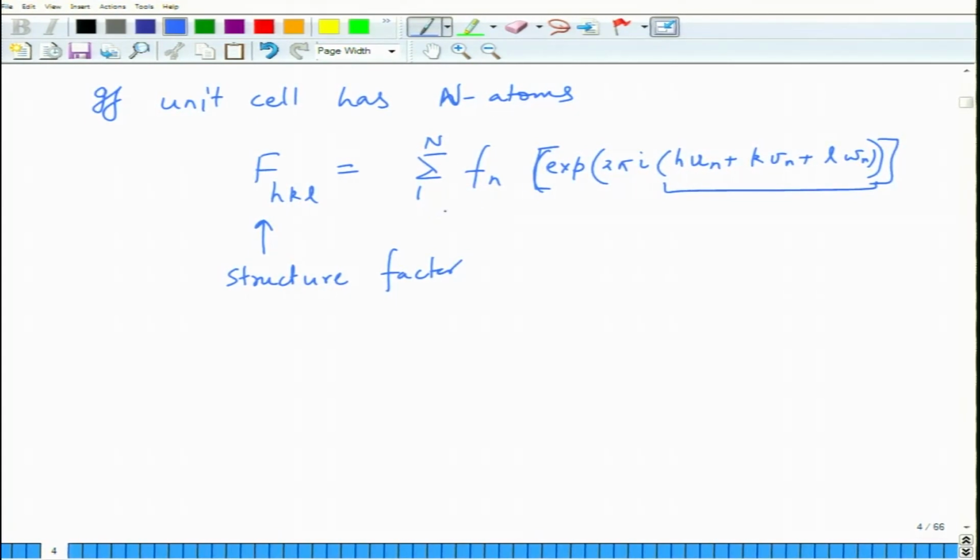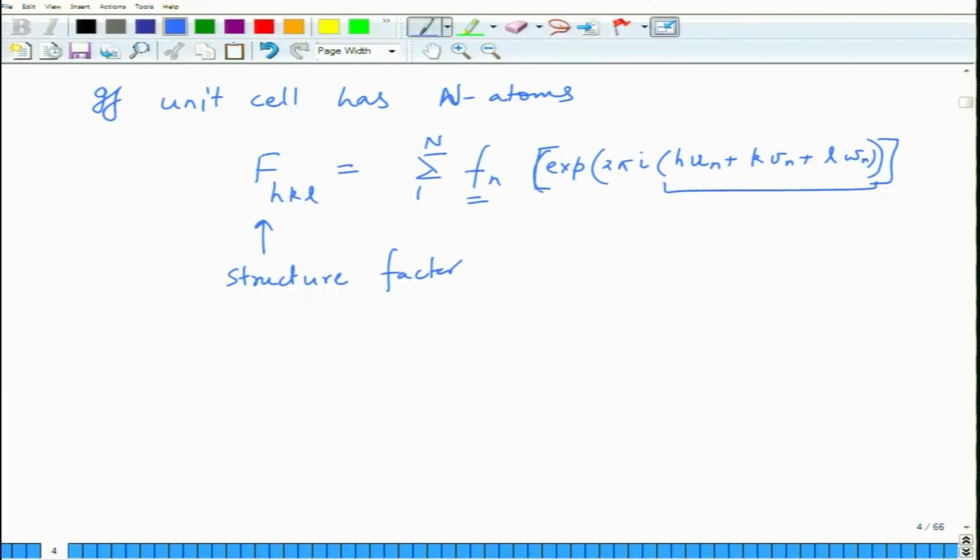What this equation tells you is that depending upon the type of atom, you will have different scattering, and you have a phase term which is determined by the position of atoms. There is nothing about size and shape here. If you have different types of atoms in the unit cell, they will diffract differently. For example, copper will have a different small f and zinc will have a different small f. But if you have only copper, they will have the same small f.